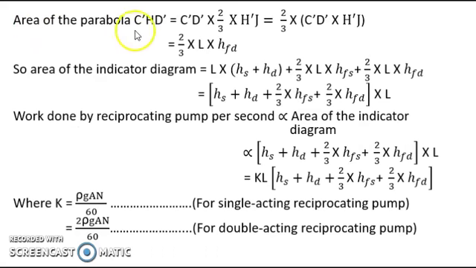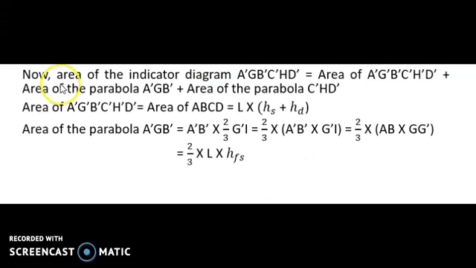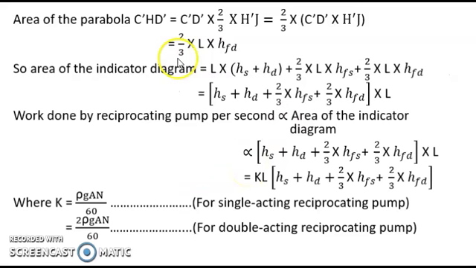Similarly, area of the parabola C dash H D dash is equal to C dash D dash into 2 by 3 into H dash J, which is equal to 2 by 3 into C dash D dash into H dash J, which is equal to 2 by 3 into capital L into HFD. So the area of the indicator diagram A dash G B dash C dash H D dash is equal to this value plus this value plus this value.